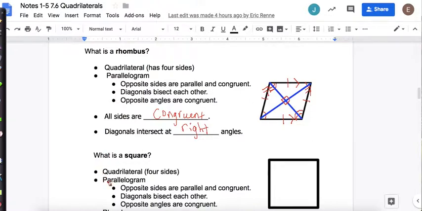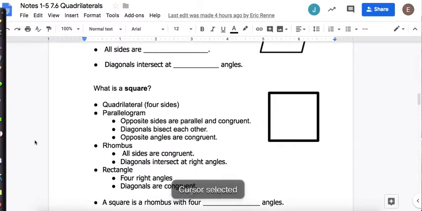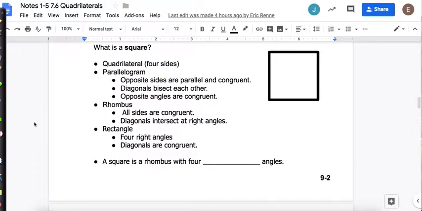Okay, so let's look at our next one, a square. So a rhombus was a quadrilateral and a parallelogram. Let's see what a square is. So a square is a quadrilateral. It has 4 sides. It's a parallelogram. Opposite sides are parallel and congruent. The diagonals bisect each other. Opposite angles are congruent. It's also a rhombus because all sides are congruent. So let's put the hash marks in here, or hatch.